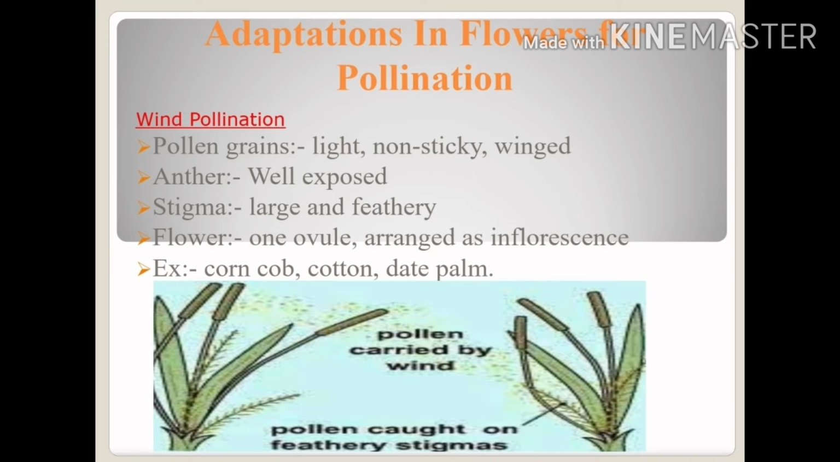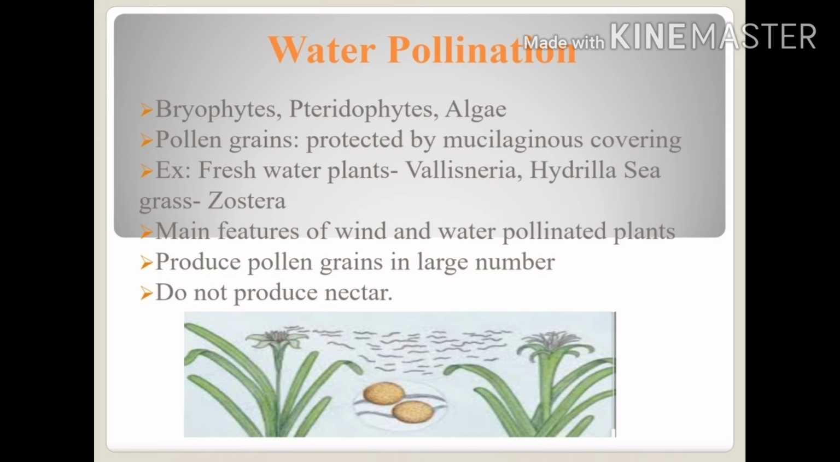So here we will have a look at the adaptations in flowers for pollination. If we talk about wind pollination, the pollen grains will be light, non-sticky and winged. The anther will be well exposed, stigma will be large and feathery, the flower will have one ovule and be arranged as an inflorescence. Examples can be corn cob, cotton and date palm.